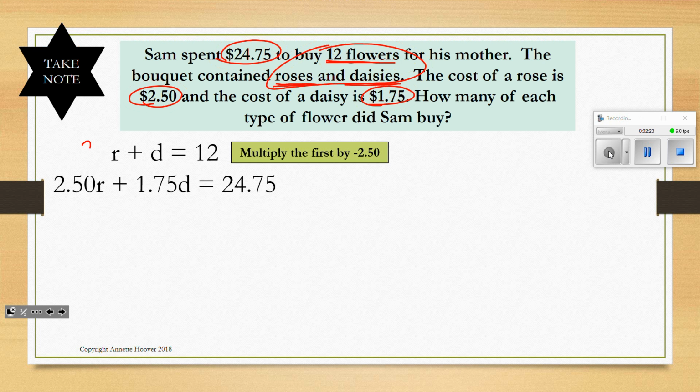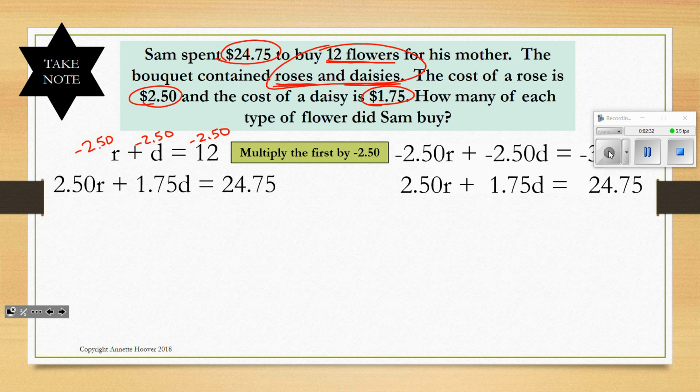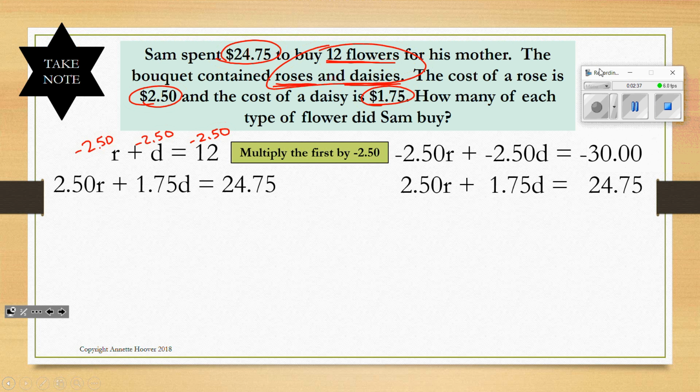If you multiply all three terms by a negative 250, that is going to give you negative 250r plus a negative 250d, and that equals a negative $30. The second equation we don't have to do anything to, because we have created what we call opposite coefficients right here. 250 and a negative 250 becomes 0, so we say that's eliminated. That's why we call this elimination. Now if we solve the rest of the equation, a negative 250 and a positive 175 is a negative 75 for the number of daisies.